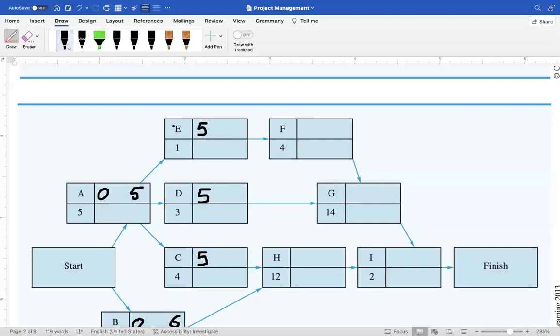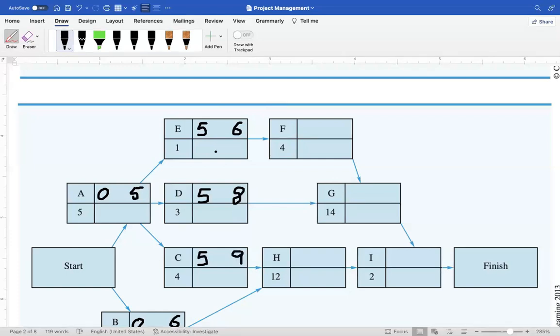Okay. Now activity E starts in week 5 and it takes 1 week. So what time will it finish? 5 plus 1 is 6. So activity E will finish in week 6. What about activity D? It starts in week 5 and then it takes 3 weeks. So it will finish by week 8. And this one, that's 5 and 4, which means activity C starts after week 5 and then it takes 4 weeks. 5 plus 4 is equal to 9.